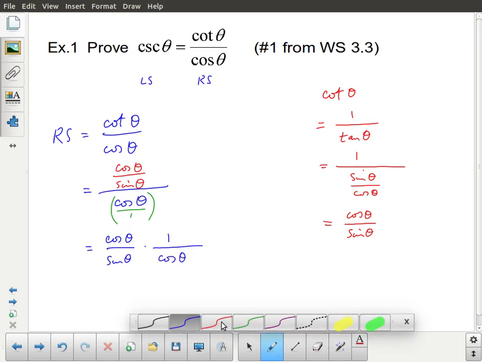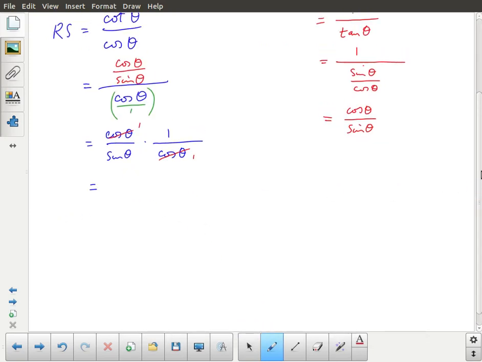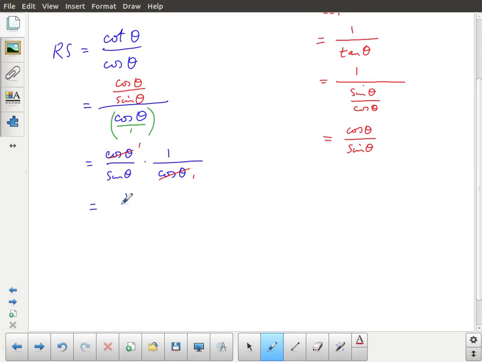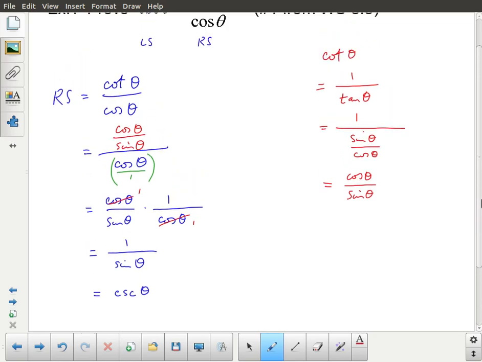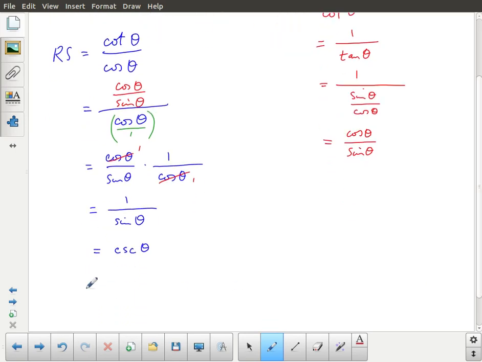And that has a very nice result, which is I divide out the cos thetas. They both turn into 1s. So I end up with 1 over sine theta, but that's just the reciprocal of sine theta, which we have learned in this lesson is actually the same thing as cosecant theta. But cosecant theta is the left side. That's what I'm looking for here. So I have actually changed the right side into the left side. And so therefore my identity is true.